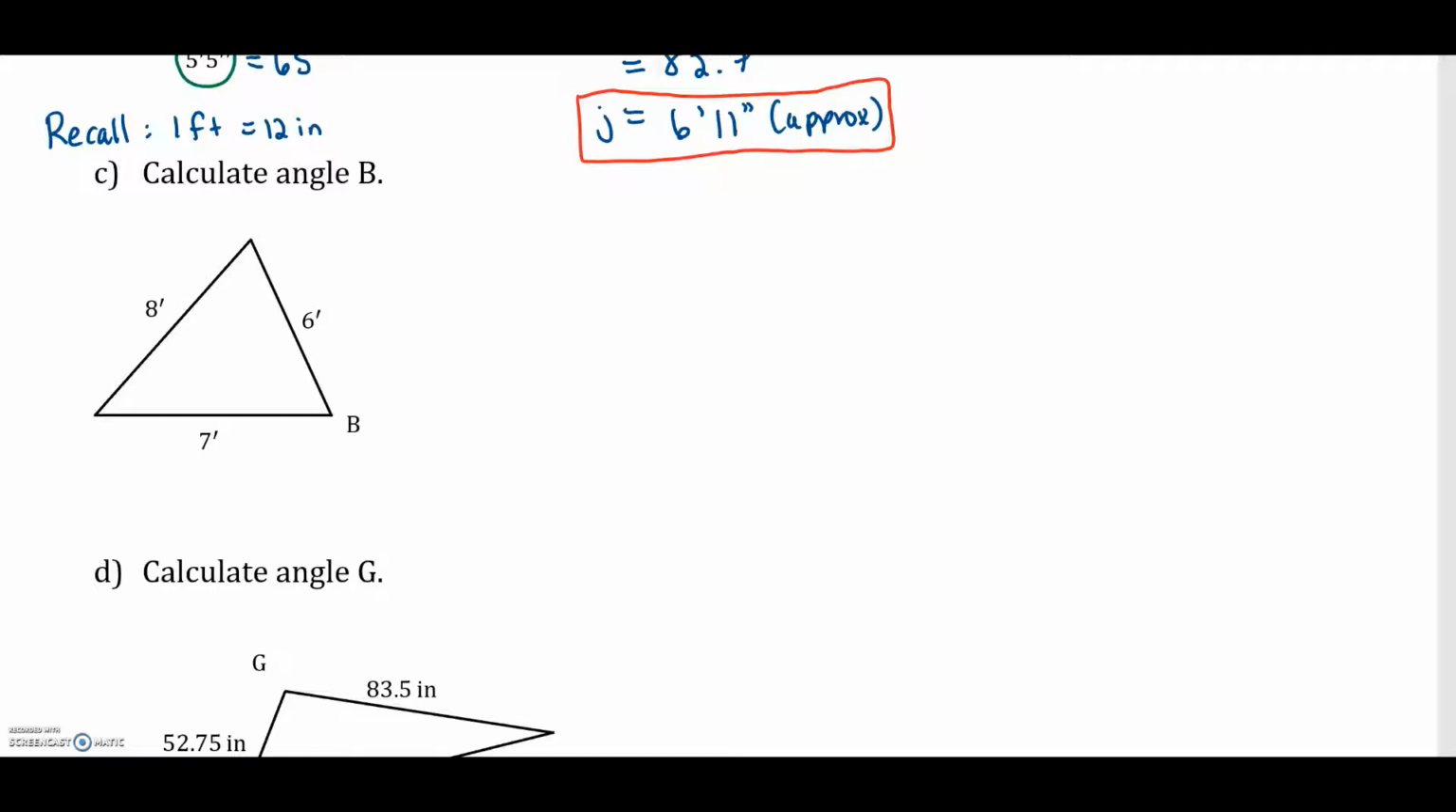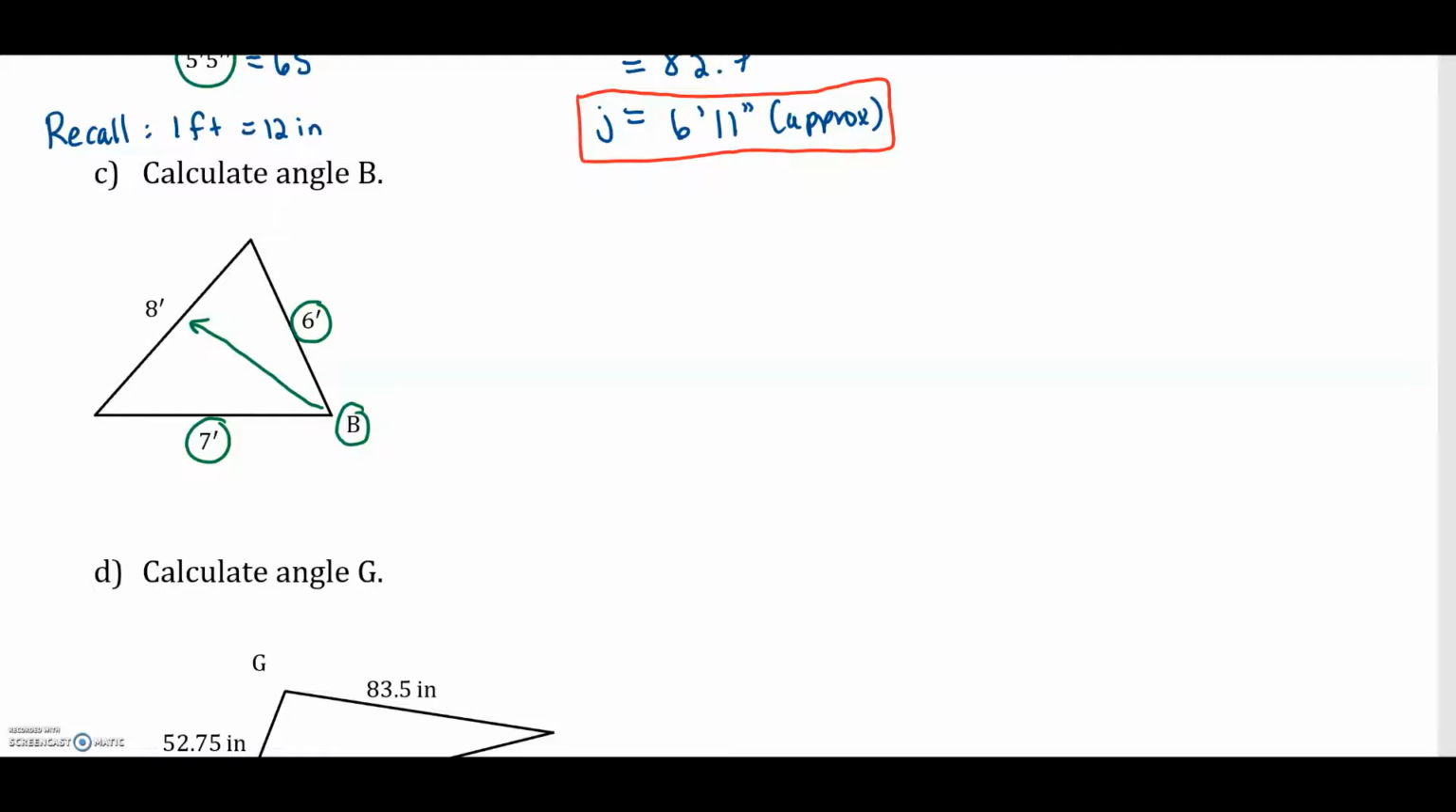To find angle B, we apply the cosine law. Notice we can't use the law of sines because we'd have to have a pair of side lengths and angles. And since we're only looking for an angle, not given one angle, we cannot use the law of sines. Our angle B is contained between side length 7 feet long as well as 6 feet long, and the side length across from angle B is 8 feet.